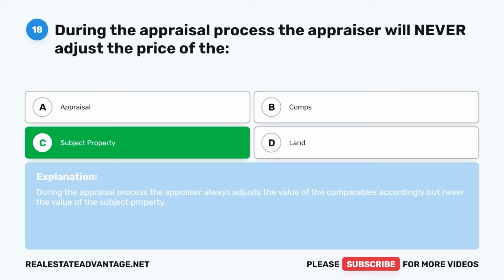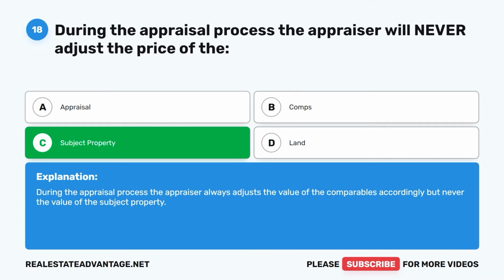The correct answer is C. Subject property. During the appraisal process, the appraiser always adjusts the value of the comparables accordingly, but never the value of the subject property.